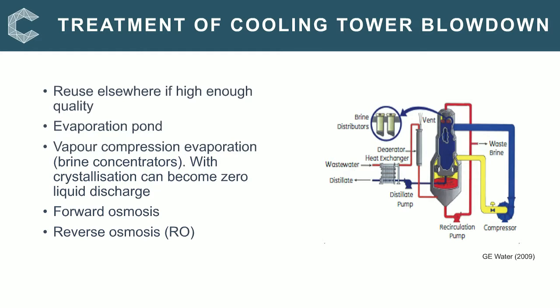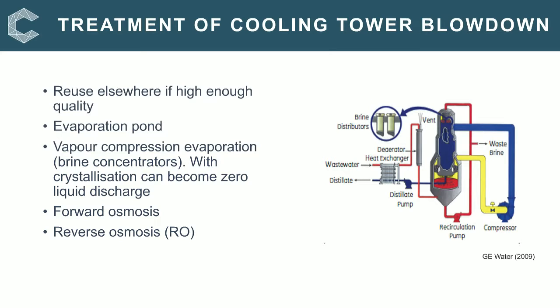The wastewater can be sent to an evaporation pond, but this does mean that water that could be recovered for reuse is lost to the atmosphere. A vapour compression evaporation system that uses a falling film evaporator can be employed. These are commonly known as brine concentrators, and I've shown one design here in the figure. Up to about 95% of clean water can be recovered for reuse as boiler makeup or for other uses.